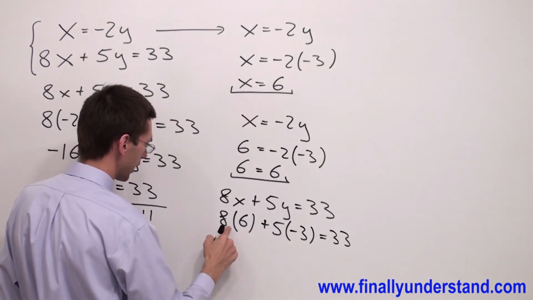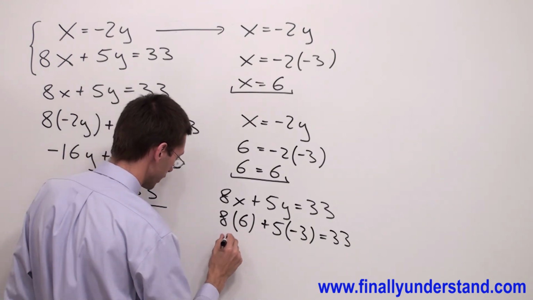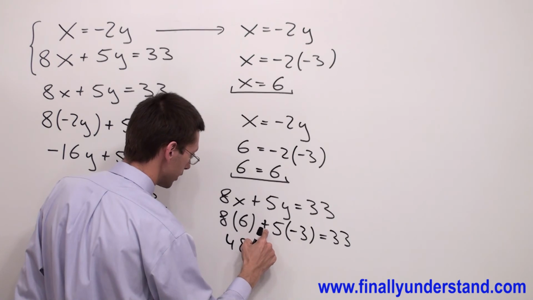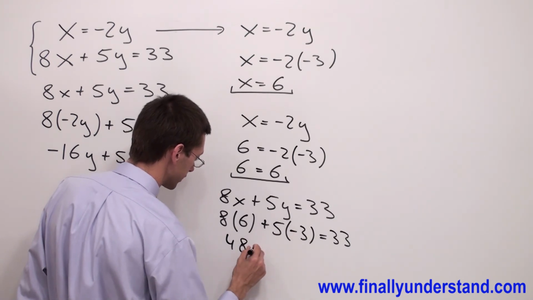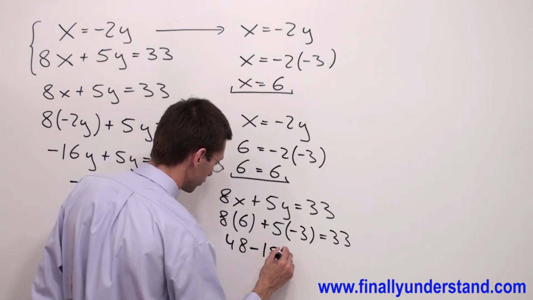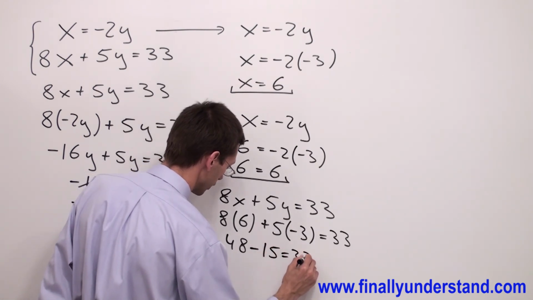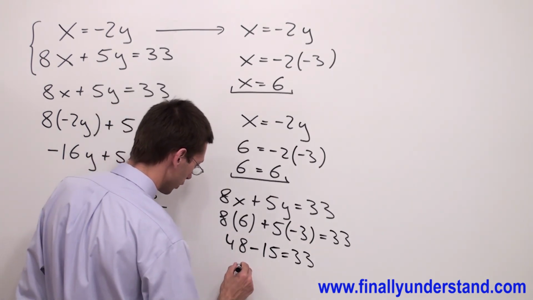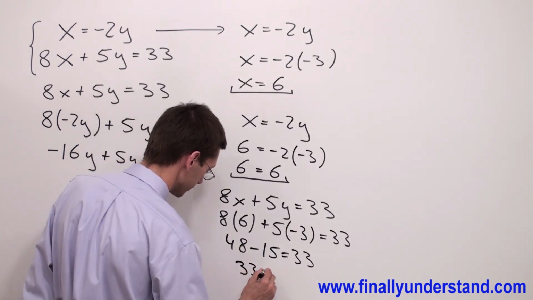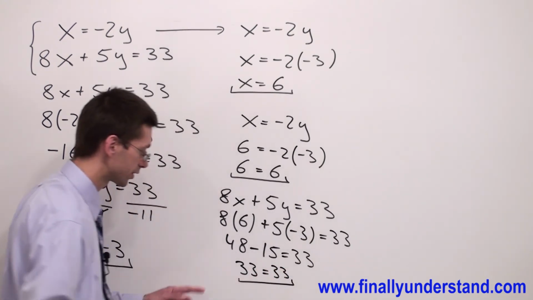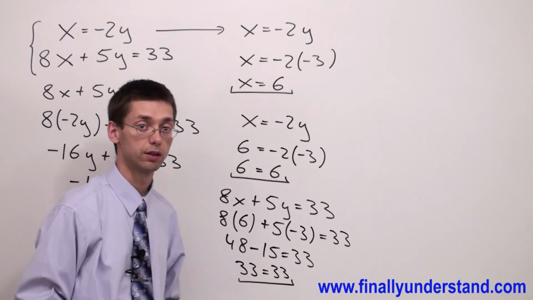8 times 6 is equal to 48. Positive times negative gives me negative. 5 times 3 is equal to 15, equals 33. 48 minus 15 is equal to 33, equals 33. Again, the left side is equal to the right side.